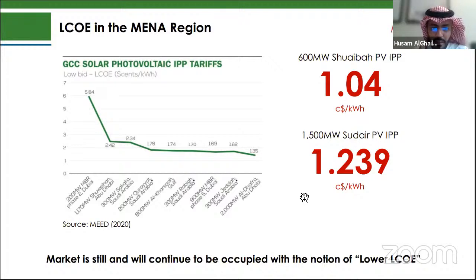So I think the bottom line here is we need to see whether the next project will further bring the LCOEs down, and whether we will see a breakthrough of the 1.04 cent, or whether this curve will be corrected.